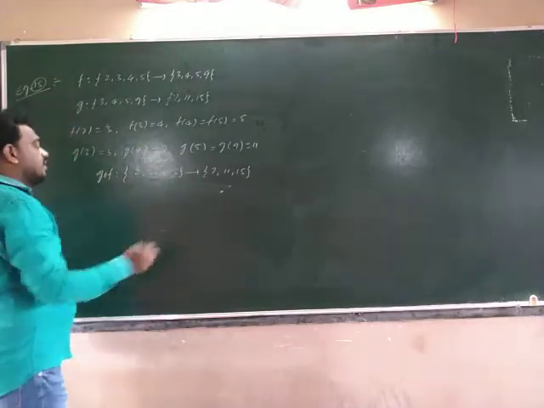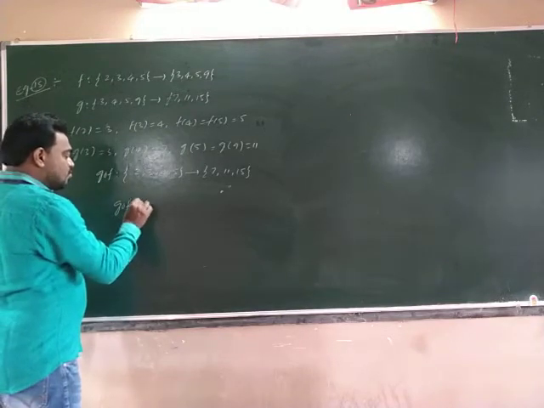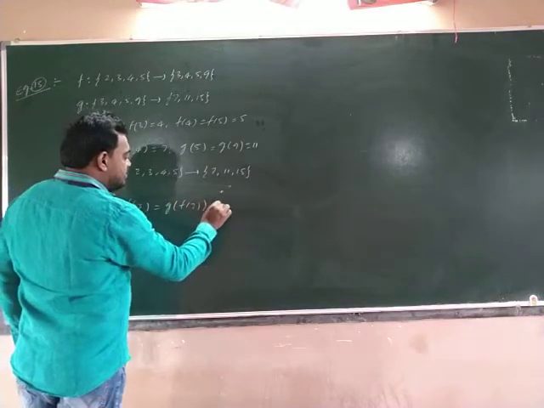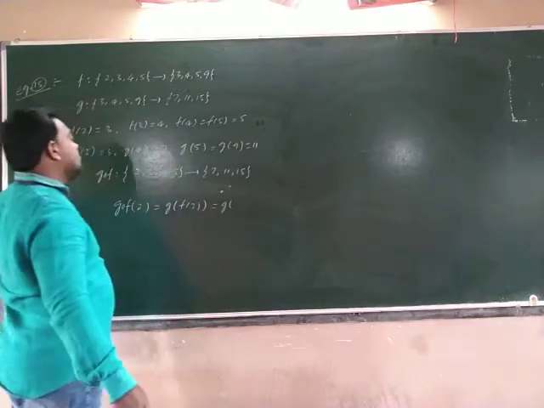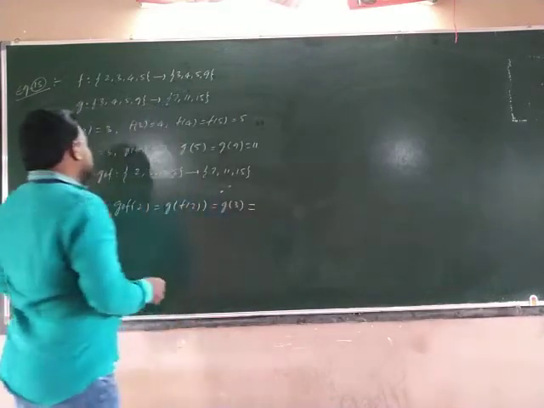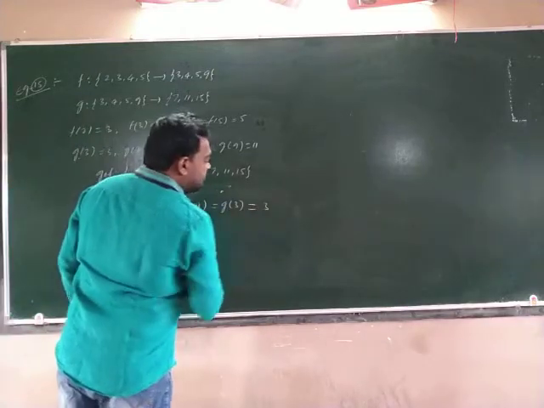These are the values we are finding. G circle F of 2 is how we write G of F of 2. F of 2 equals 3. Next, G of 3 equals 3.